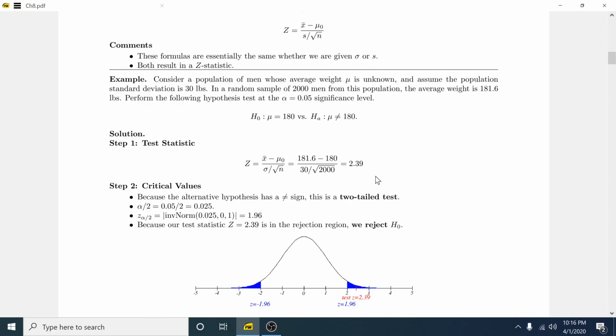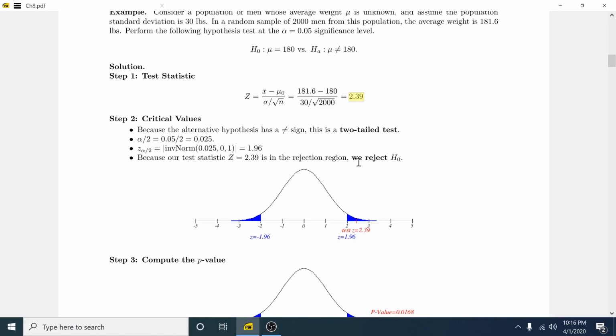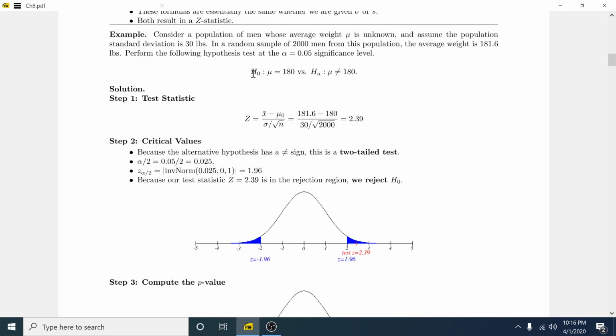So in this problem, we got a test statistic of 2.39. That was in our critical region, and so we are rejecting H naught. And what I said in this situation is that, yeah, we can be quite confident that H naught is really false, and we really can reject it in favor of the alternative hypothesis. But why is that really possible? Why are we allowed to do that?